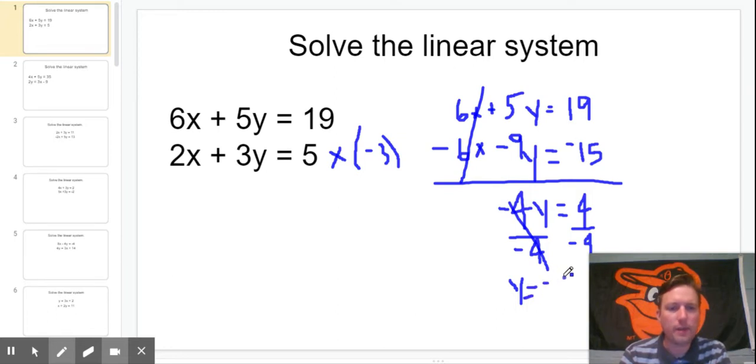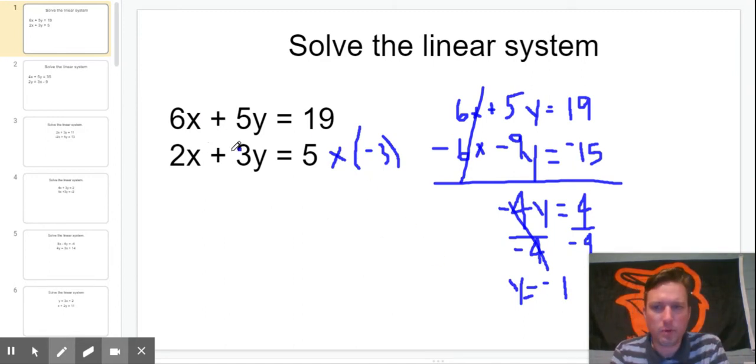So what I did is I looked at my equation. I looked at what would give me the opposite coefficient. I then multiplied the entire equation by that number, and then I solved it. Now, I'm not finished yet because I solved for one of my variables. Now what I do is I go back to my original equation and I plug in the value for y.